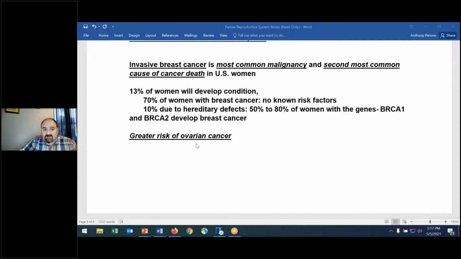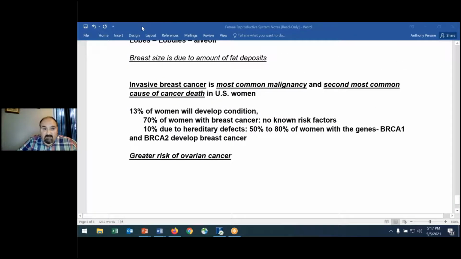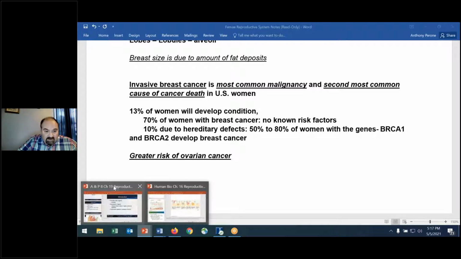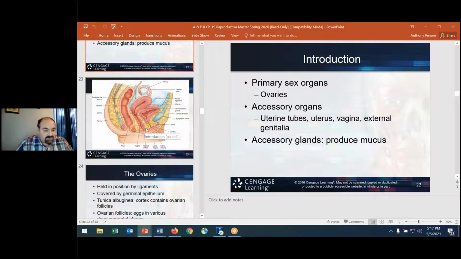You'll see here there's also a greater risk of having ovarian cancer if a patient has breast cancer. All right, so that's it for my reproductive notes. Now let's go to the PowerPoint and do a review of structures, and then I'm going to go back over to the human bio PowerPoint, because I want to review the STIs. So we'll take a look at that there.